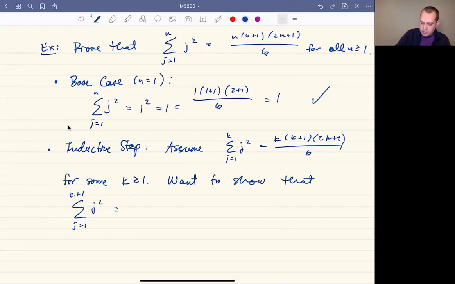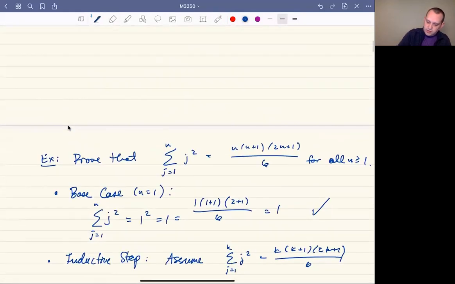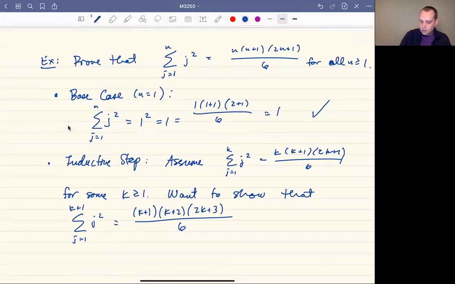So that'll be k plus 1 times k plus 1 plus 1, so k plus 2, times 2 times the quantity k plus 1 plus 1. You can check that that's 2k plus 3 over 6. And again, just off to the side, this 2k plus 3 is 2 times k plus 1 plus 1. So that's 2k plus 2 plus 1, or 2k plus 3. You can check that.